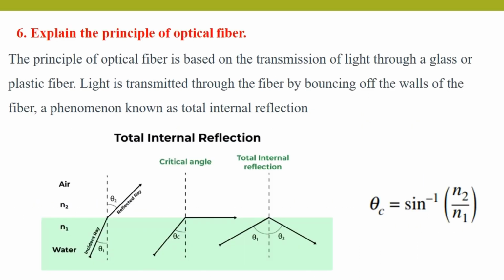Next one is explain the principle of optical fiber. Basically optical fiber works on total internal reflection. This total internal reflection takes place whenever the light rays travel from denser medium to rarer medium. Whenever light is traveling from denser to rarer medium, it will deviate. If we increase the incident angle to a particular angle, say for example theta c, the ray grazes the interface of the two mediums. If we increase beyond the critical angle, that ray traces back into the denser medium. That's what we call total internal reflection.